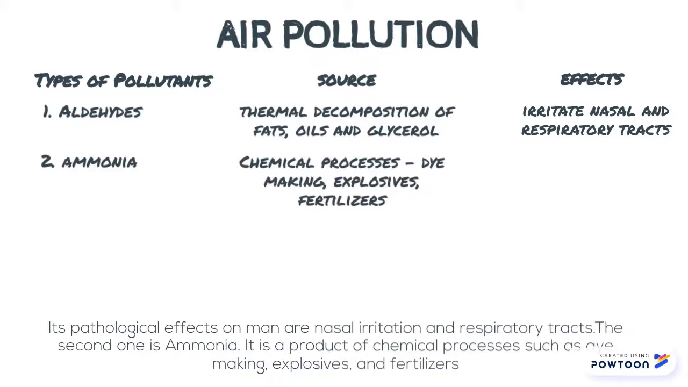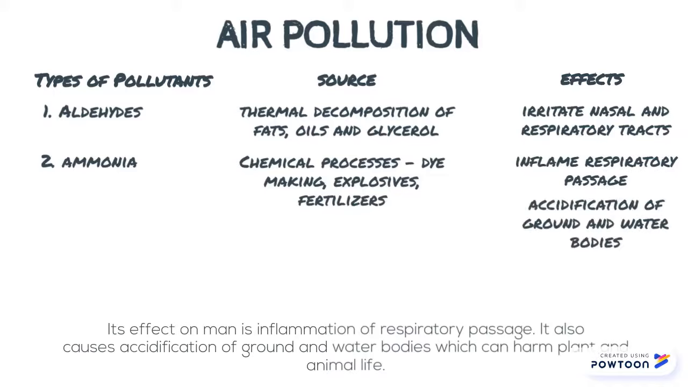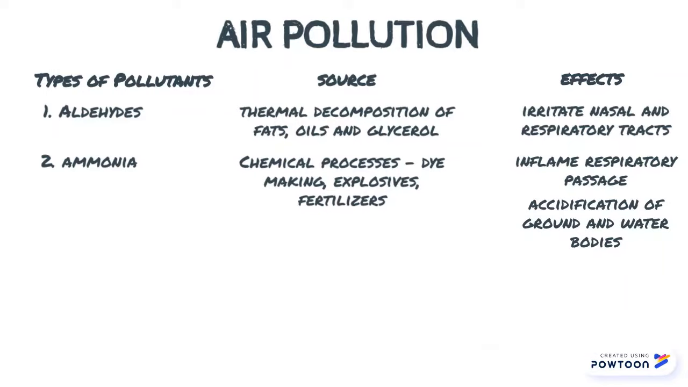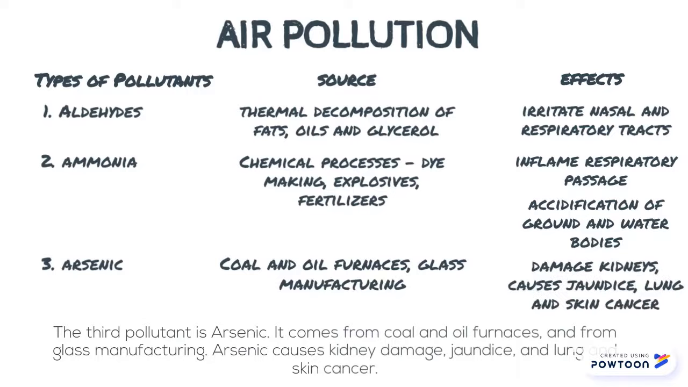The second one is ammonia. It is a product of chemical processes such as dye making, explosives, and fertilizers. Its effect on man is inflammation of respiratory passages. It also causes acidification of ground and water bodies, which can harm plant and animal life. The third pollutant is arsenic. It comes from coal and oil furnaces and from glass manufacturing. Arsenic causes kidney damage, jaundice, and lung and skin cancer.